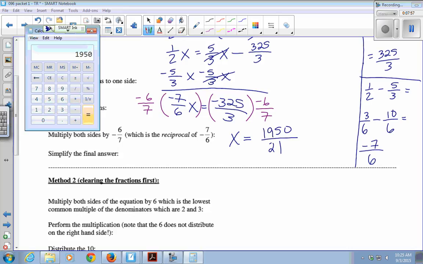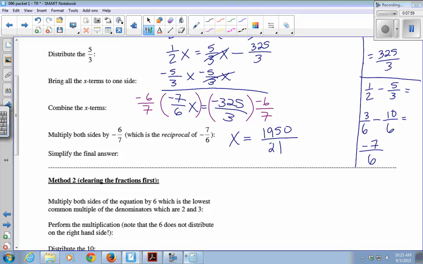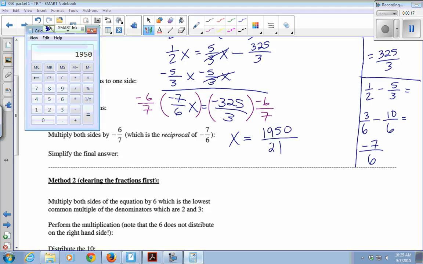Yep, 1950, good. Okay, so there's my answer, 1950 over 21. Do 1950 and 21 have any common factors? Can I reduce it? 650 over 7? I think you're right.